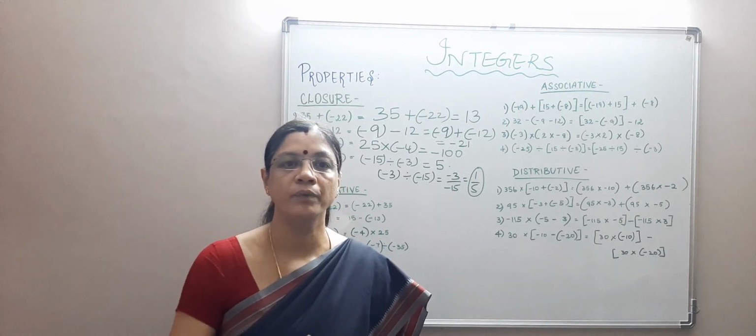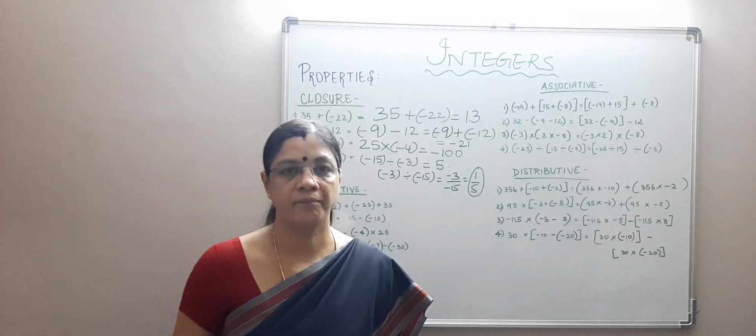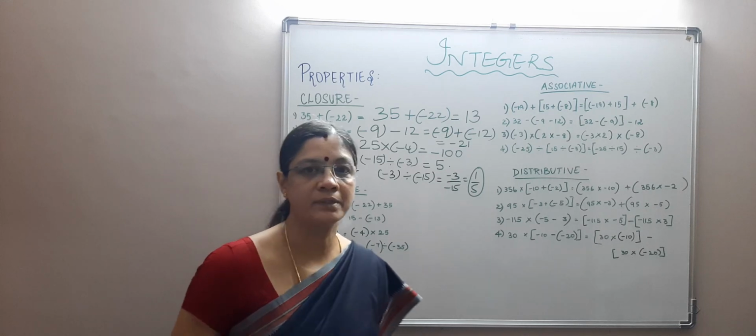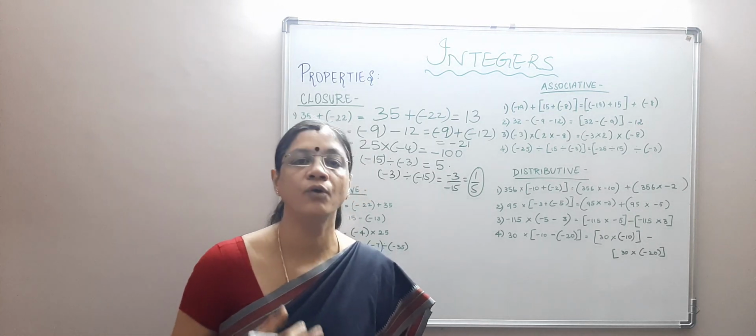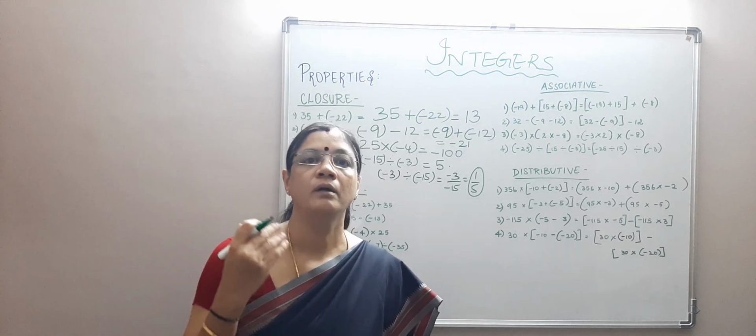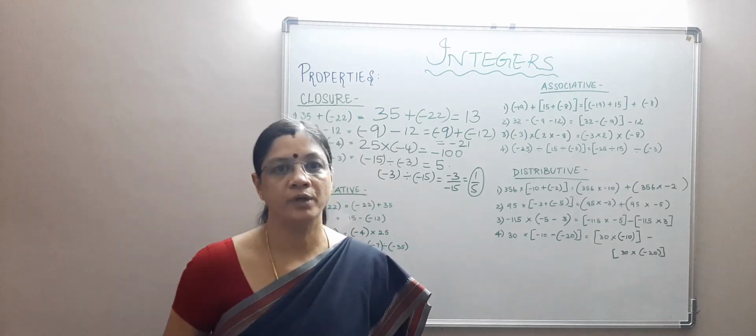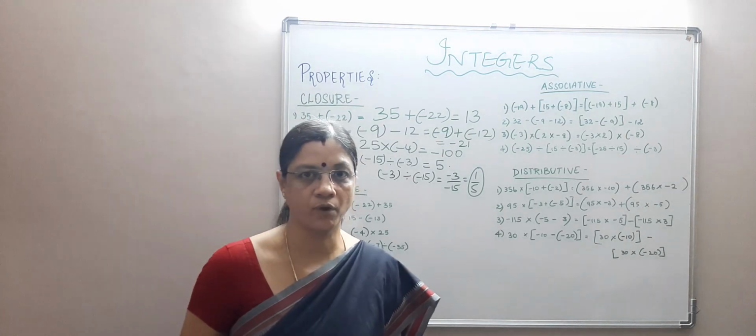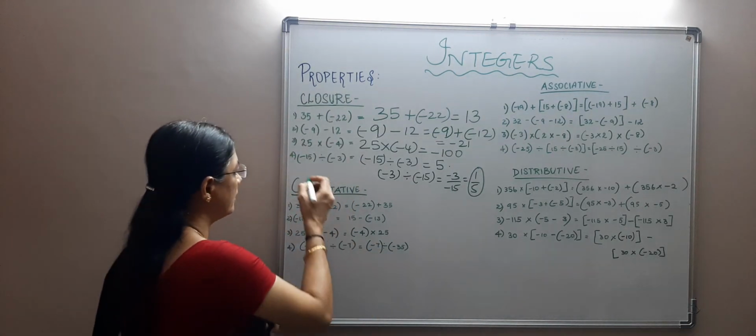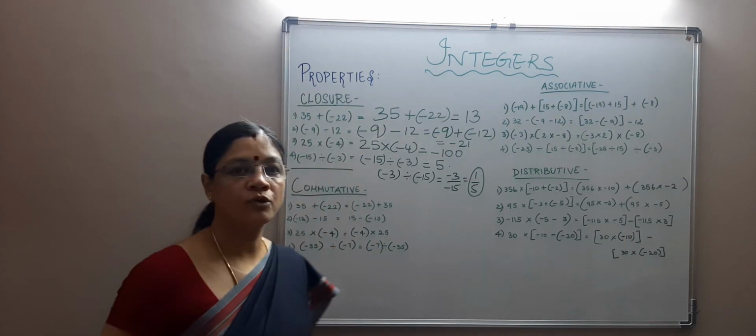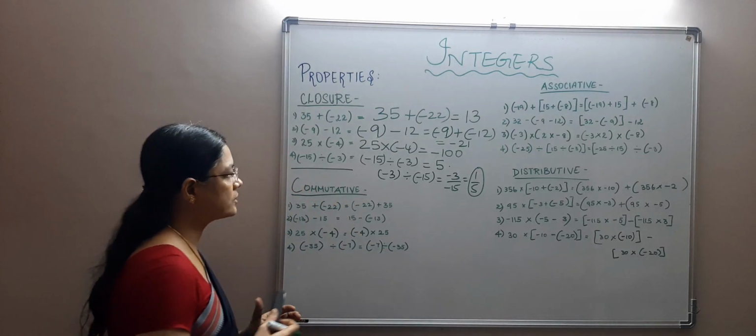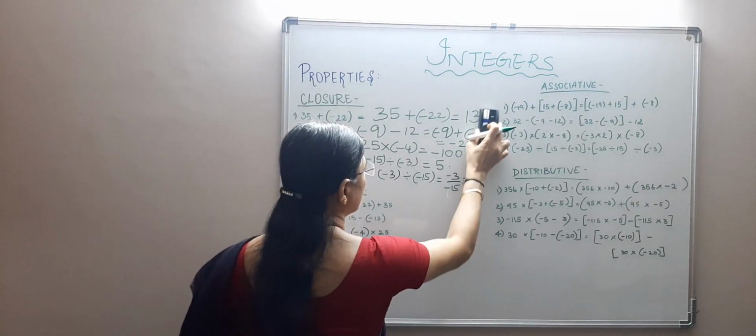Okay, we need to see various possibilities, and we can take one or two examples like this and check whether the answer belongs to the integer set. If it is not, then we say integers are not closed for division. So the only operation which doesn't obey the closure property for integers is division. Okay, so we have done the closure property.